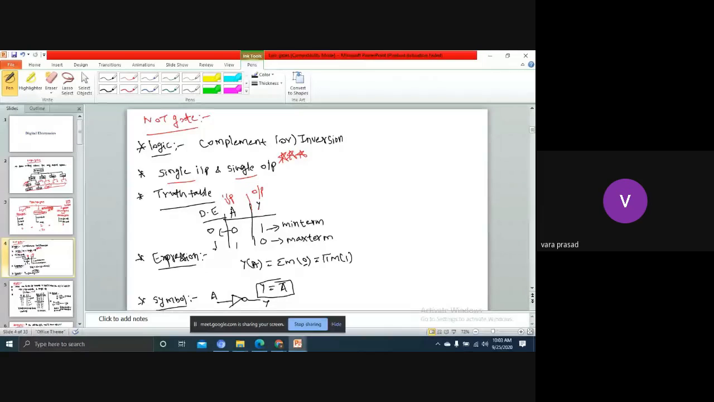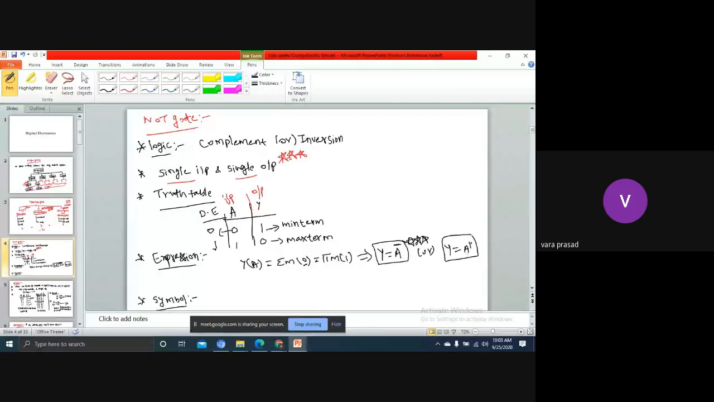Okay, summation m of 0. A is equal to 0, I can write as A bar. So Y is equal to A bar. Here I can write, this is a standard expression, Y is equal to A bar. This is the expression. Output is always the complement of input. That's why bar. Or I can write Y is equal to A prime.